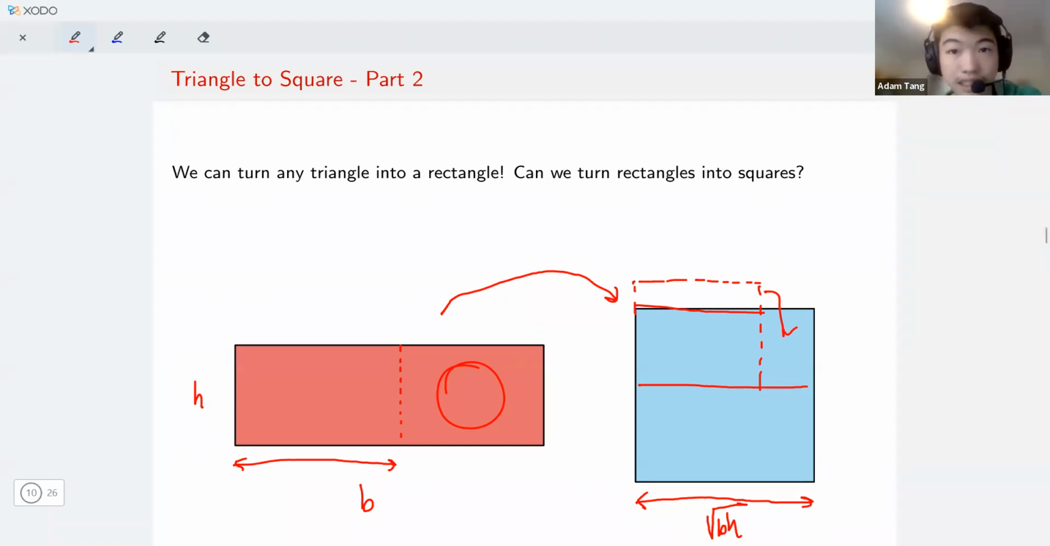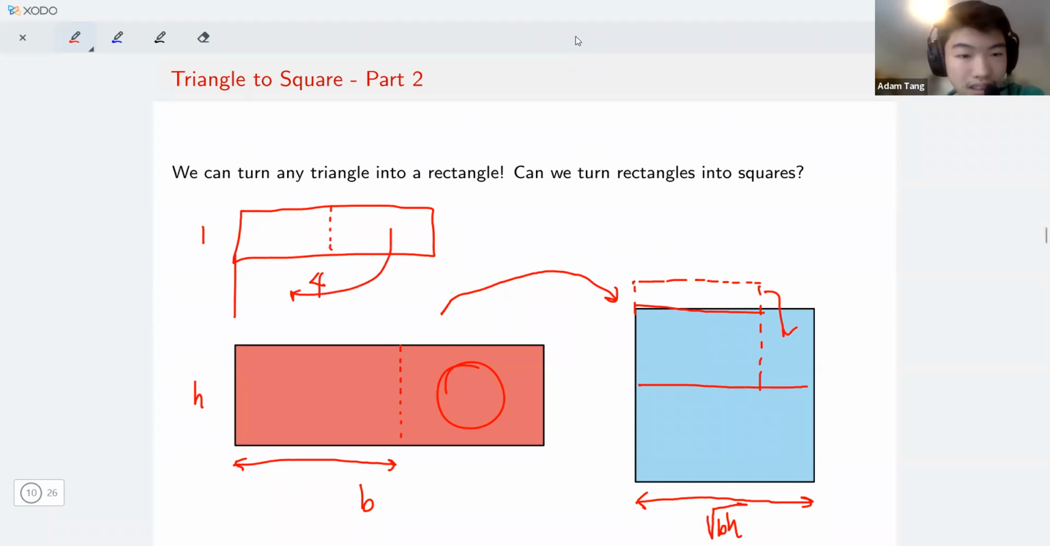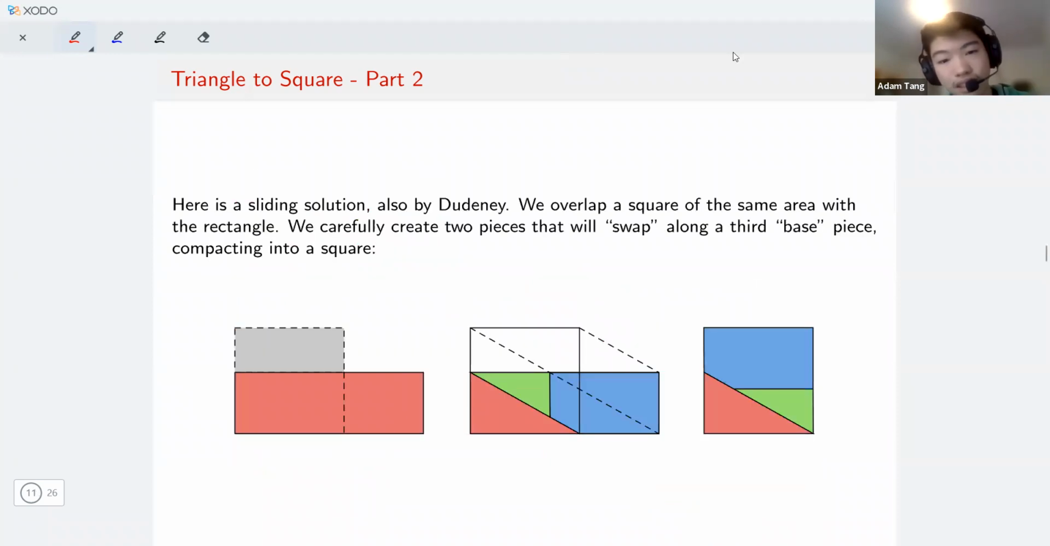So maybe this is possible in very special cases. For example, if we had a 1 by 4 rectangle, we could divide it along the halfway, and then put this rectangle here, and we'd end up with a rectangle with base 2 and height 2. So this is also a square. There are some cases where this is possible, but I'm asking for the general case: is it possible to turn a rectangle into a square?